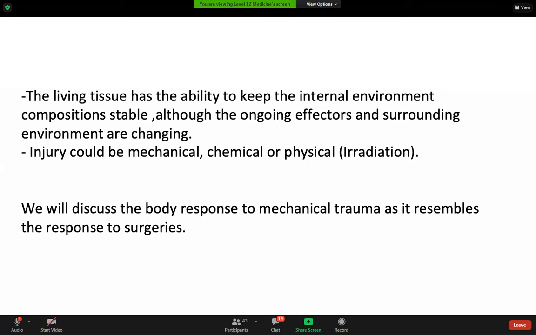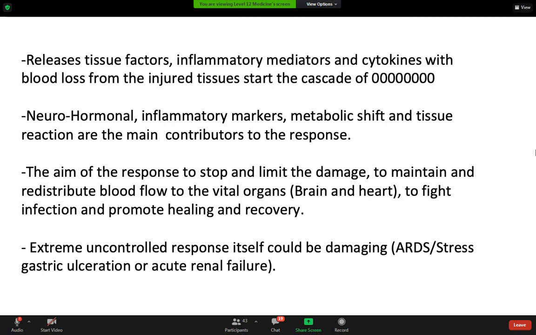Something abnormal has happened in the body, so there must be a reaction. It releases tissue factor, inflammatory mediators, cytokines, with blood loss from the injured tissue, and starts the cascade of this process, including neurological, hormonal, and inflammatory markers, with effect on the metabolism.